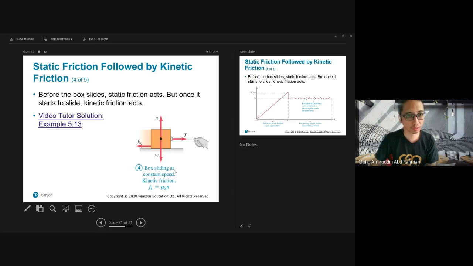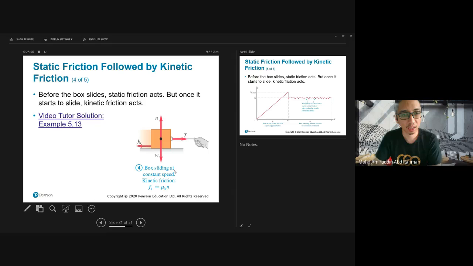Alright. So before the board slides, the static friction acts, but once it starts to slide, the kinetic friction acts. So you can see those three situations. First, when there is no friction, because the object is at rest. Second, when I try to pull it, so that's when the static friction acts. And then lastly, the third one, when I pull with a bigger force, we have the kinetic friction.